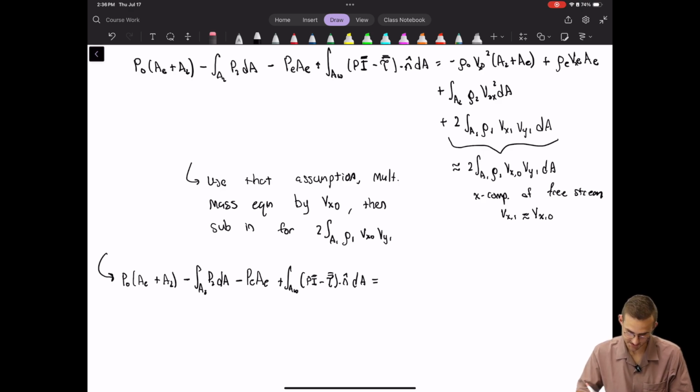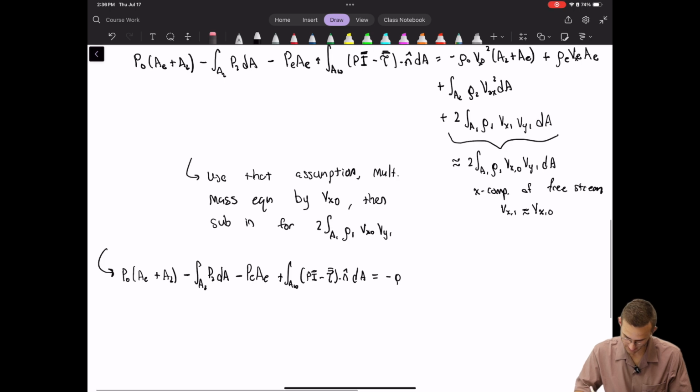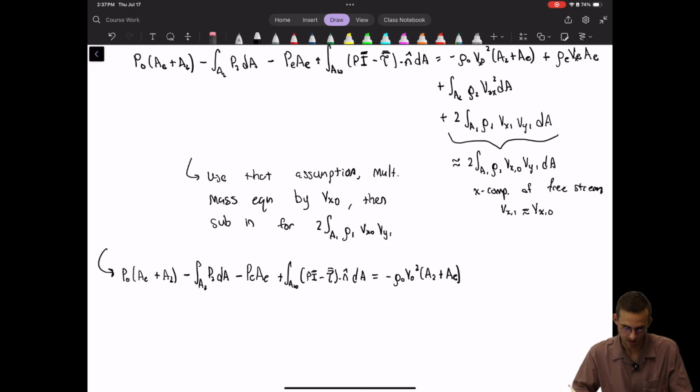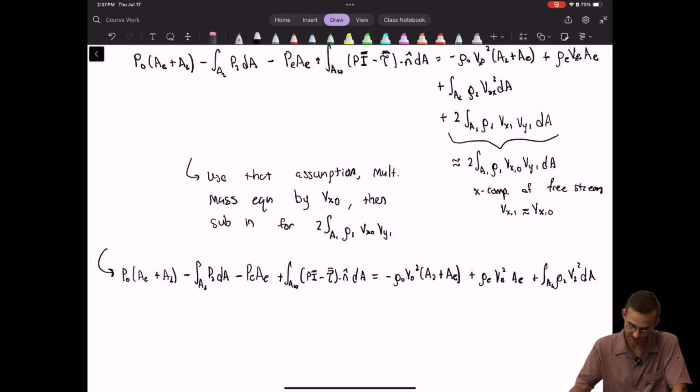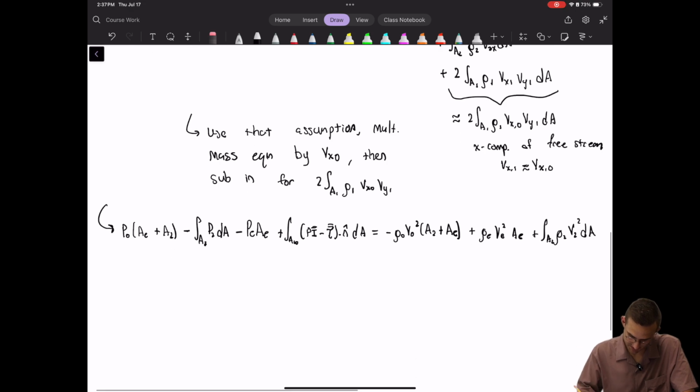So the first 3 terms are the same. We have minus rho naught v naught squared, and I'm going to drop the x subscripts for now. Just know we're still talking about the x direction here. Plus rho e v squared e ae, plus that integral over a2 of rho 2 v2 squared dA.